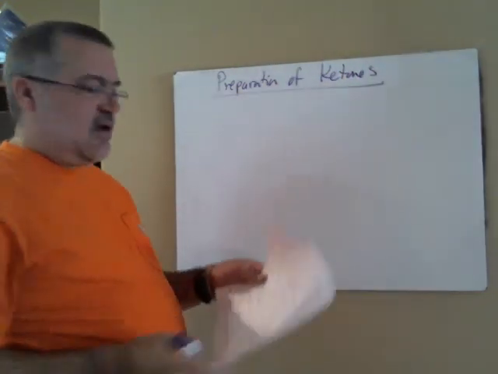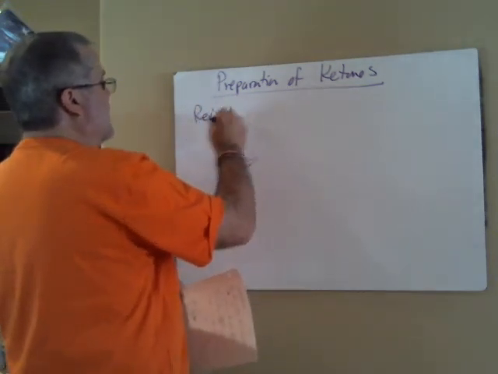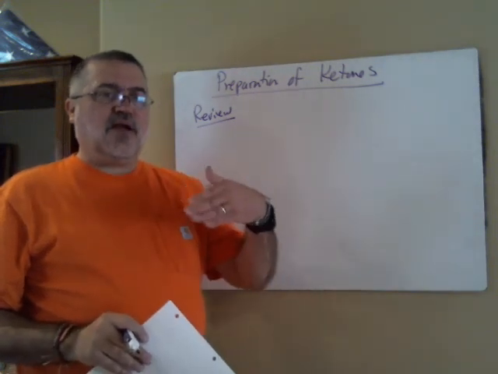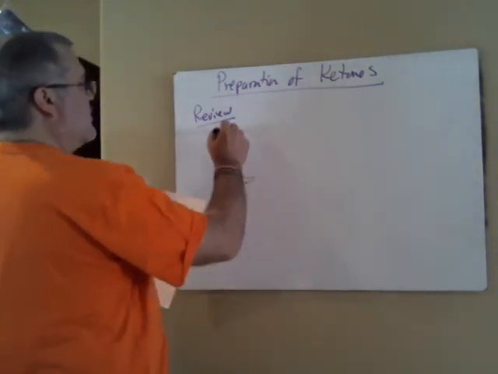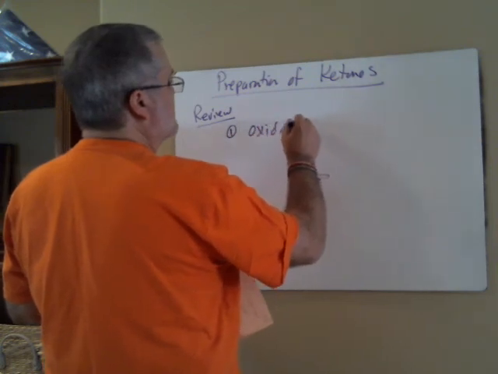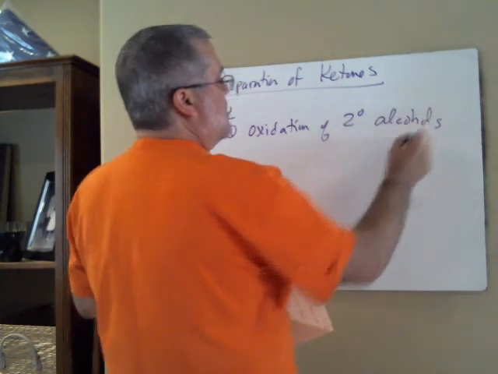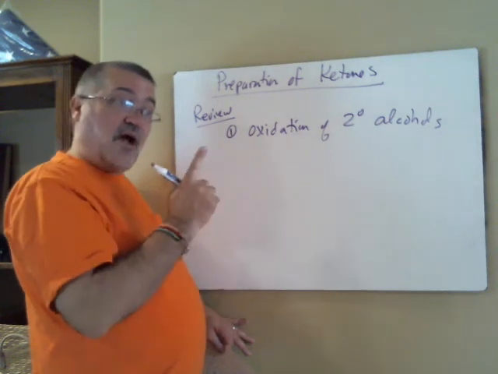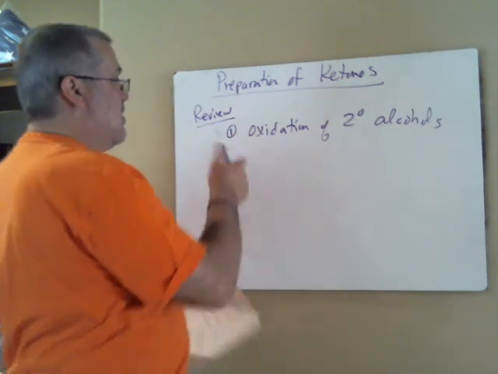Okay, just like we saw with aldehydes, we already know some ways. So let's look at the review ones first. And I think what I'll do is I'll kind of list the review reactions for you, and then we'll wait till next lecture to talk about the new reactions. Okay, so the review, this will give you a chance to look back at it, is oxidation of secondary alcohols. Right? Because oxidation of secondary alcohols gave me ketones. Primaries gave me aldehydes or carboxylic acids. Secondary alcohols gave me ketones.